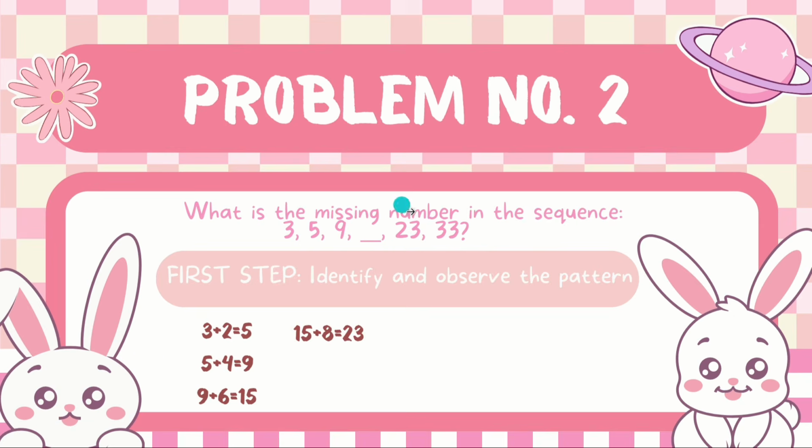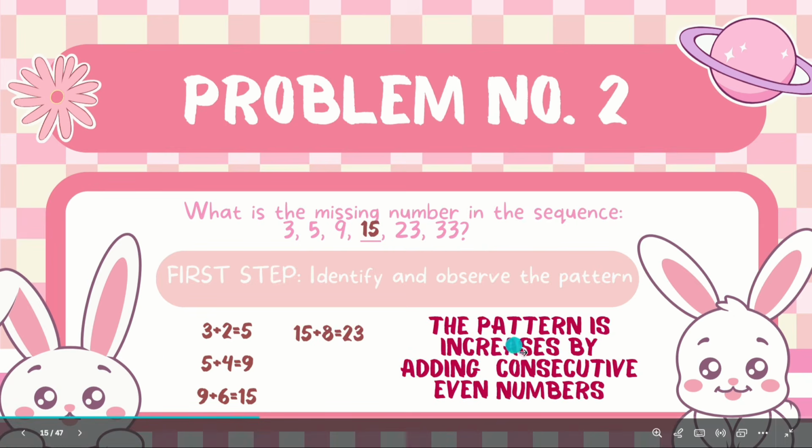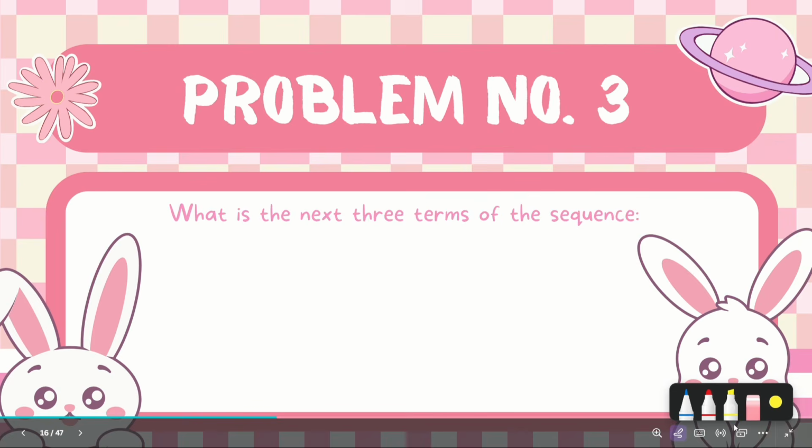So what is our pattern? Our pattern is increases by adding consecutive even numbers: 2, 4, 6, 8. Let's move on to our next problem.